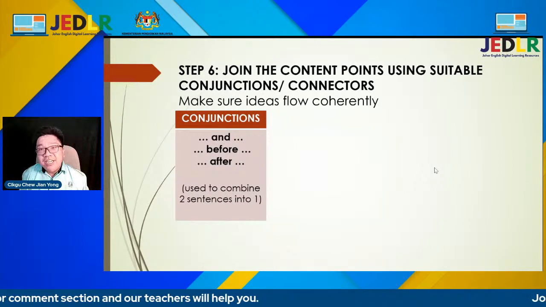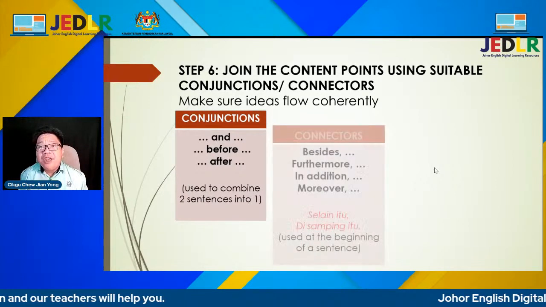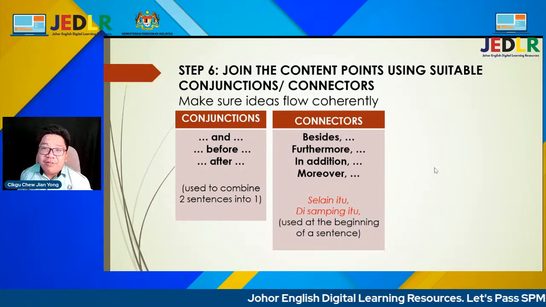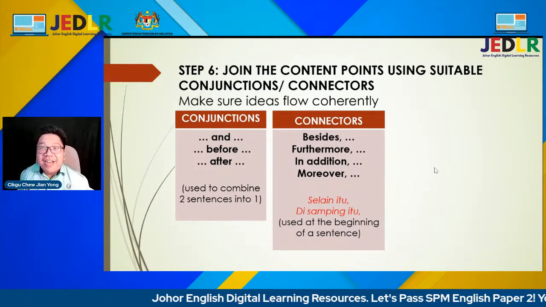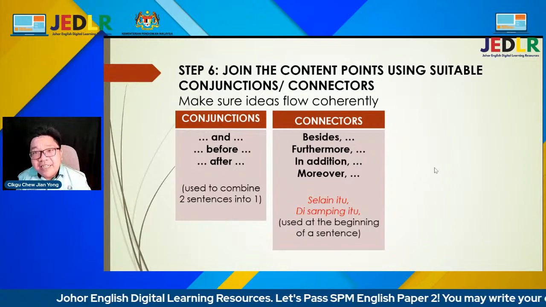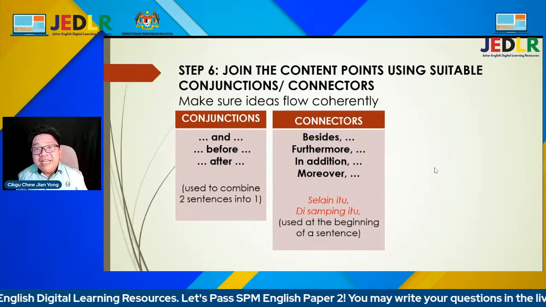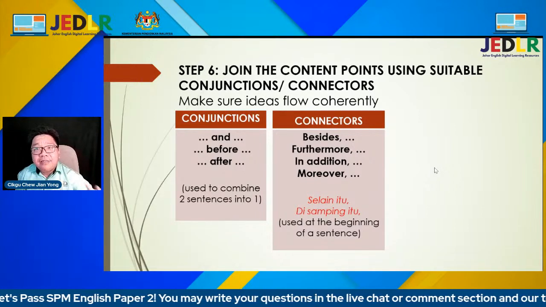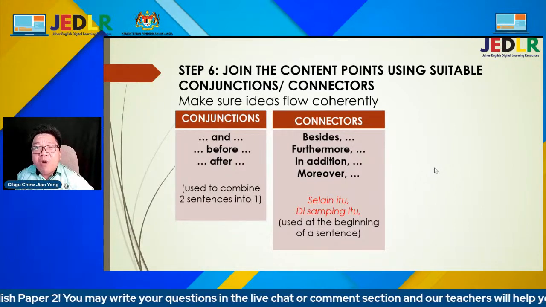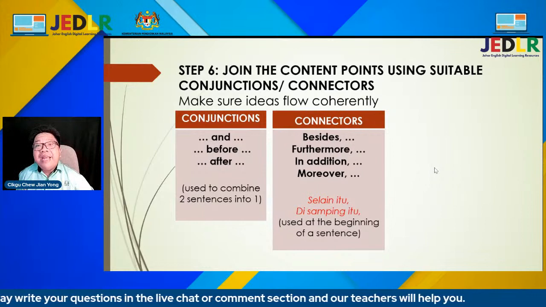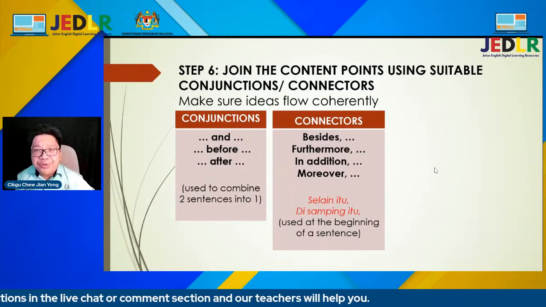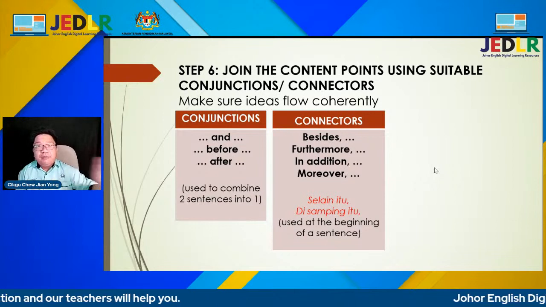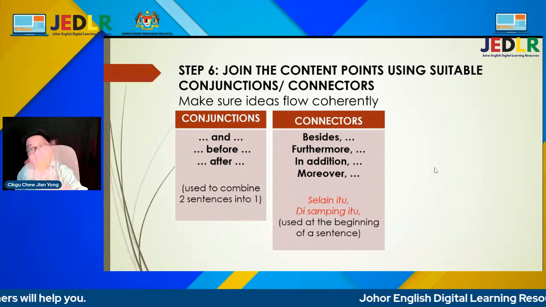These are conjunctions. Apart from conjunctions, we also have connectors. Like what just now, the candidate just now, someone asked about connectors, right? So this is the part, connectors, sequence connectors. Besides, furthermore, in addition, moreover. For this part, these connectors, it means selain itu, di samping itu, tambahan pula. And they are used at the beginning of the sentence. Depan ayat, comma, you continue.